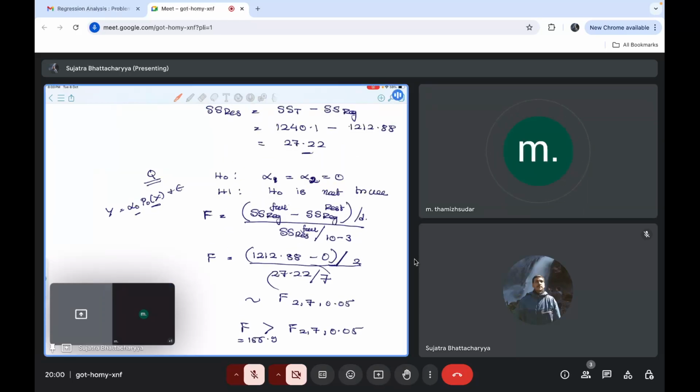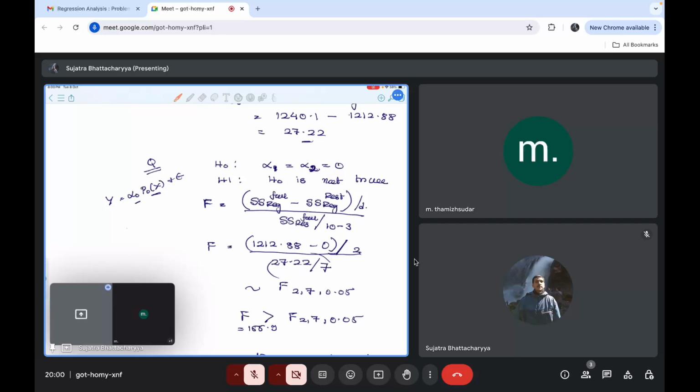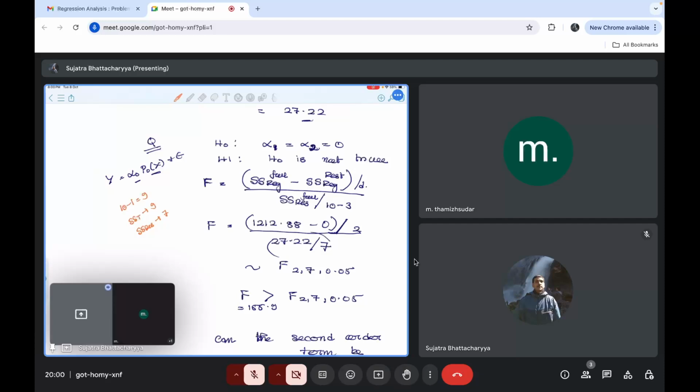So SS regression of the full model, suppose this is 7. So n minus 1 is how much? 10 minus 1 is 9. So for SS total, the degrees of freedom is 9. And for SS residual of the full model, the degrees of freedom is 10 minus 3, which is 7. So for the SS regression of the full model, it will be 9 minus 7, which is 2.